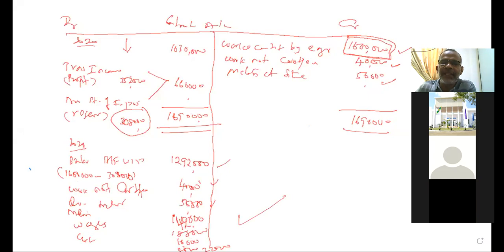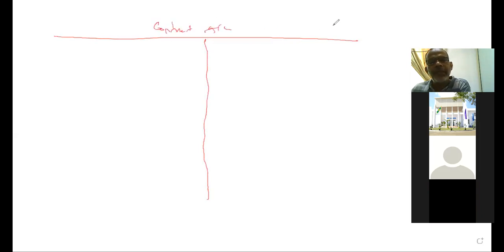What is the information given in the next para? Can you read, anyone? On 31st March 2021, the entire contract was complete. The company's accounting period is 31st December each year.